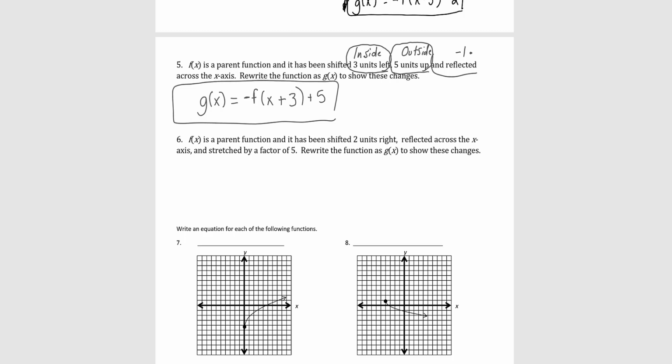That's all they want. I would encourage you to try number 6. Very similar to 5. So here's what I got. 2 units right. That implies that 2 goes on the inside as a negative. The reflection across the x-axis, that implies there's a -1 multiplier out front. But it's not just a -1 in this case, since we're also stretching the graph by a factor of 5.